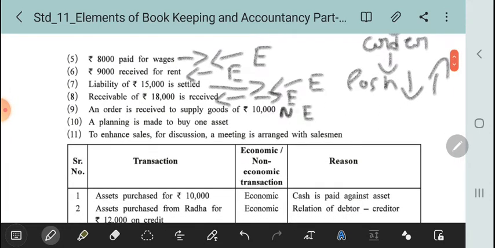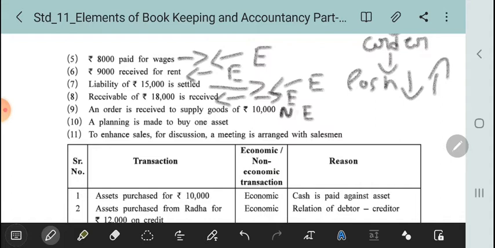Transaction number 10, a planning is made to buy one asset. Okay, we are just planning the things. Okay, we are not purchasing it, we are just thinking that I will buy that particular house, I will buy that particular product. Like that, means I will buy a Lamborghini, that is my planning. Okay, I don't have money to buy the Lamborghini. Okay, in future if I will have, then I will definitely buy it, but now I don't have money, I am just planning, I am just thinking in my dream that I will get a Lamborghini. Okay, so this is just a planning.